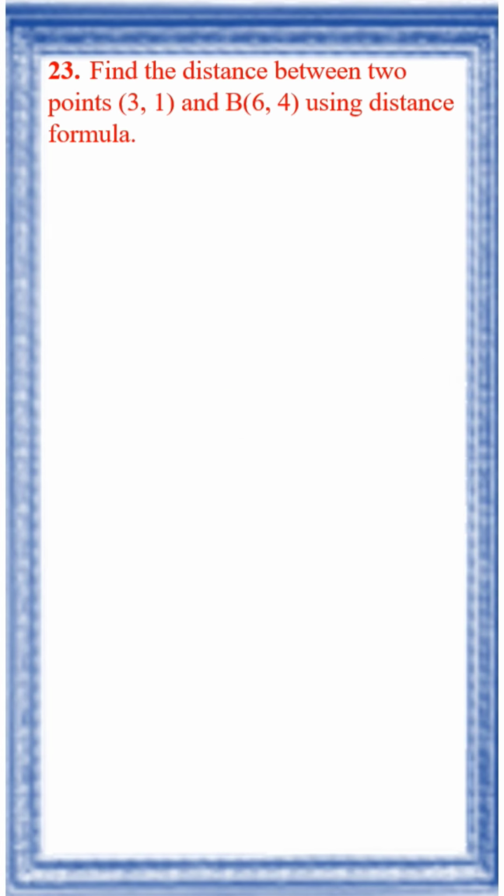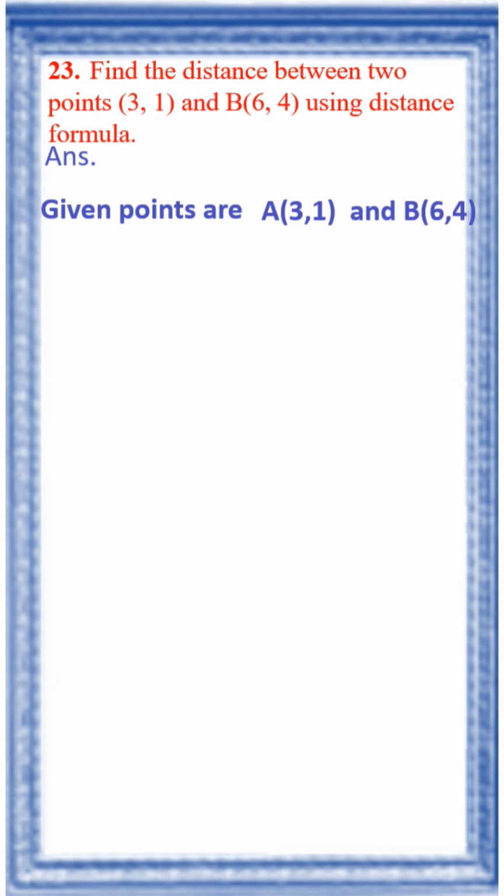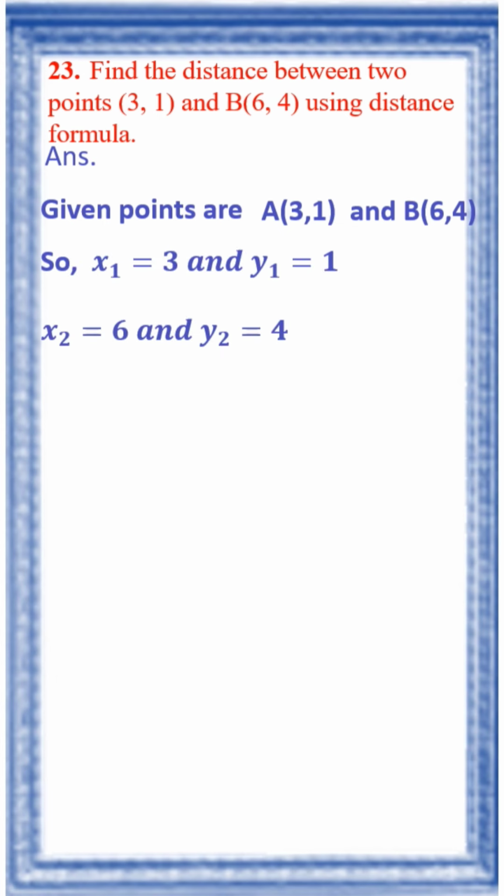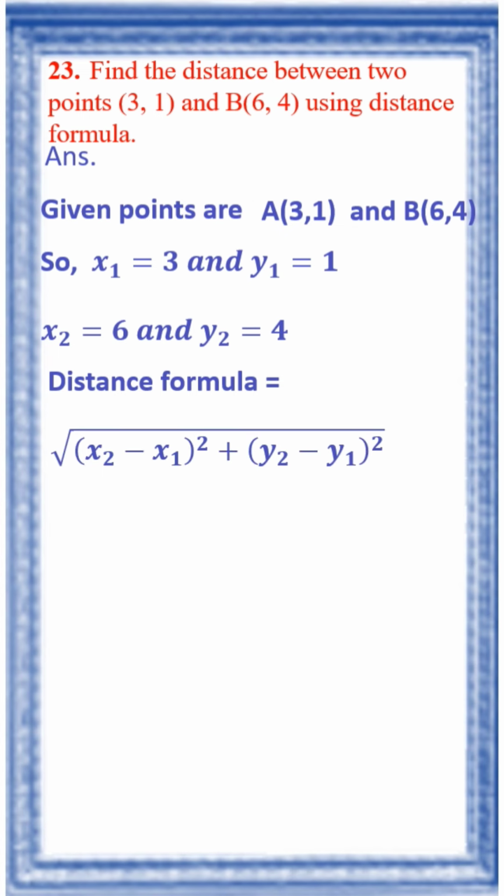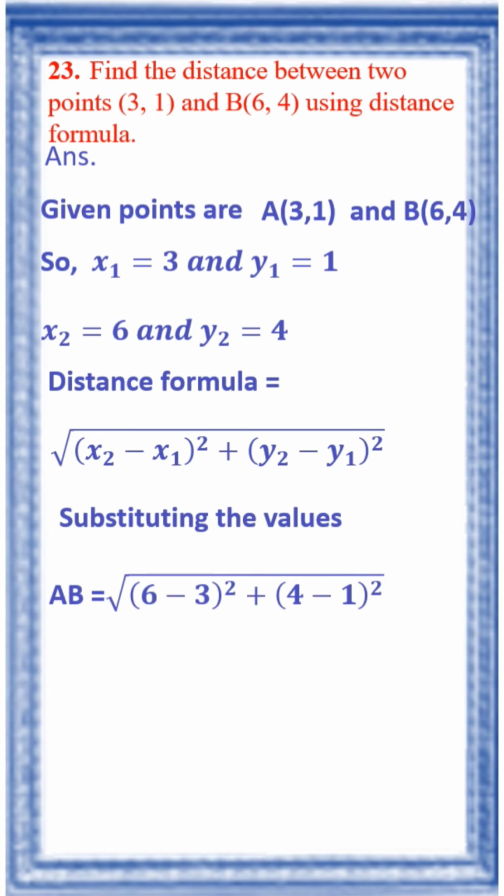Find the distance between the 2 points A 3, 1 and B 6, 4 using the distance formula. The first and foremost thing is to identify x1 and y1 and x2 and y2. Let us write it here. And the formula is square root of x2 minus x1 the whole square plus y2 minus y1 the whole square. Now substitute the values. AB is equal to square root of 6 minus 3 the whole square plus 4 minus 1 the whole square.